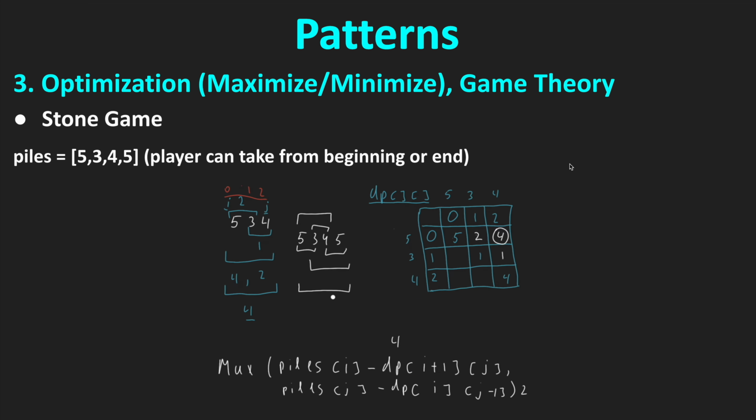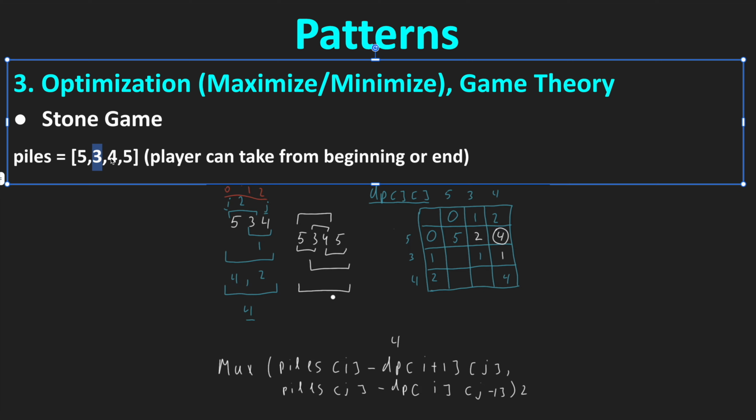The next problem that we have is a stone game. We are given a pile of stones, and we have 2 players, Alice and Bob. Each of them takes one pile, starting from either the beginning or the end, and the one that ends up with the most stones wins the game. For example, Alice starts first. Let's say Alice takes 5, and Bob also takes 5. Then Alice takes 4, and Bob takes 3. So Alice has 9 stones, and Alice wins.